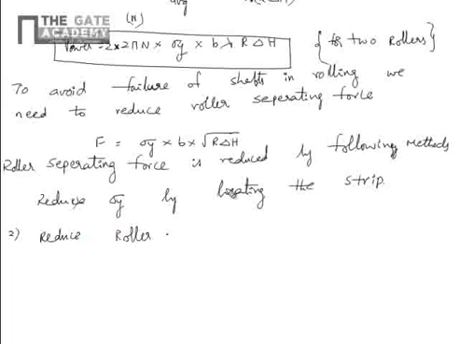Second, roller radius. That is nothing but reducing the size of the rollers. How much you have to reduce, we will discuss in the next topic. And you can use back tension, in the backward direction. If you apply forward force and backward force, back tension, pulling from both sides, that will also reduce the roller separating force. So these are the different methods to reduce the roller separating force, the force generated between the rollers and the strip.